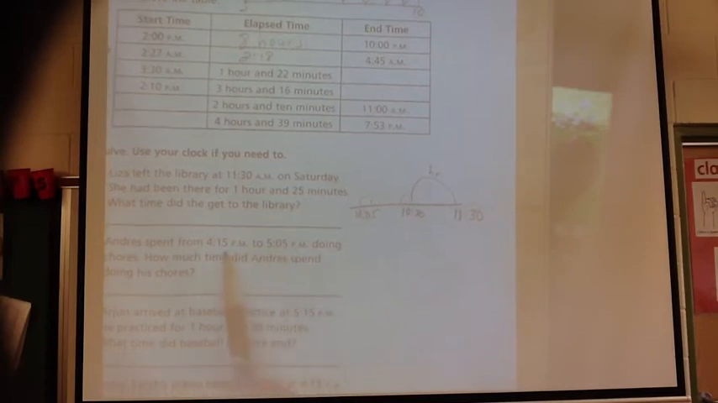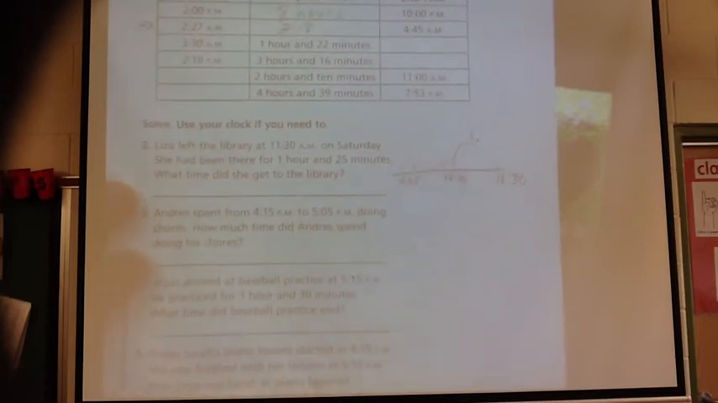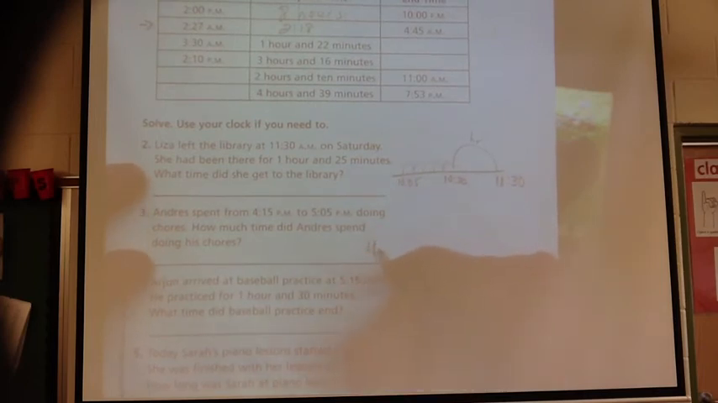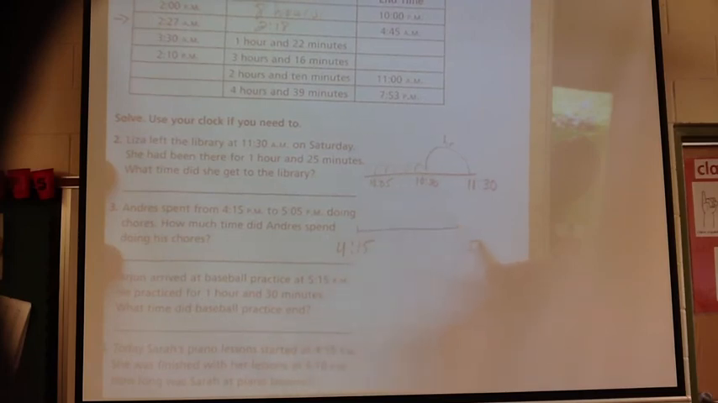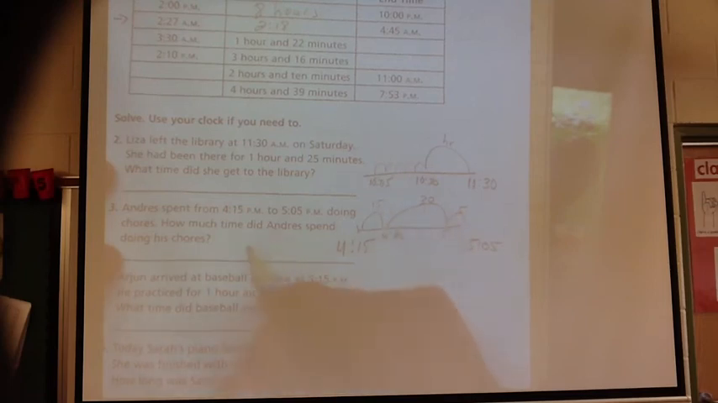This one gives you the beginning time and the ending time, and you have to figure out in between. So 4:15 to 5:05. Well, 4:15 to 4:30, that's 15 minutes. 4:30 to 5 o'clock, that's half an hour. And then from 5 to 5:05 is 5 minutes. So then I can add up my 15 and my 5, that's 20, plus my 30, that's 50 minutes.